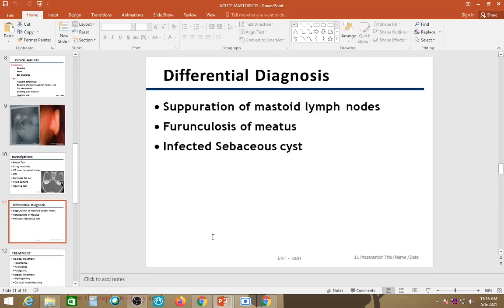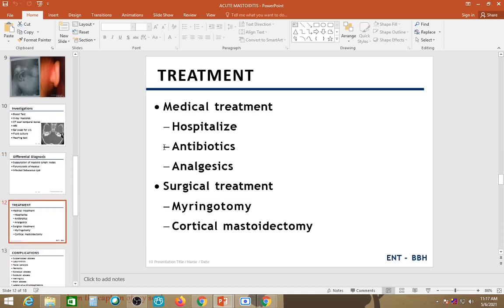Then the differential diagnosis: suppuration of the mastoid lymph node, furunculosis of the meatus, and infected sebaceous cyst. Even furunculosis of the meatus, microorganisms also enter and infect the ear, in the bone. Okay, these are the differential diagnosis, and these three points have also been included in the nursing diagnosis.